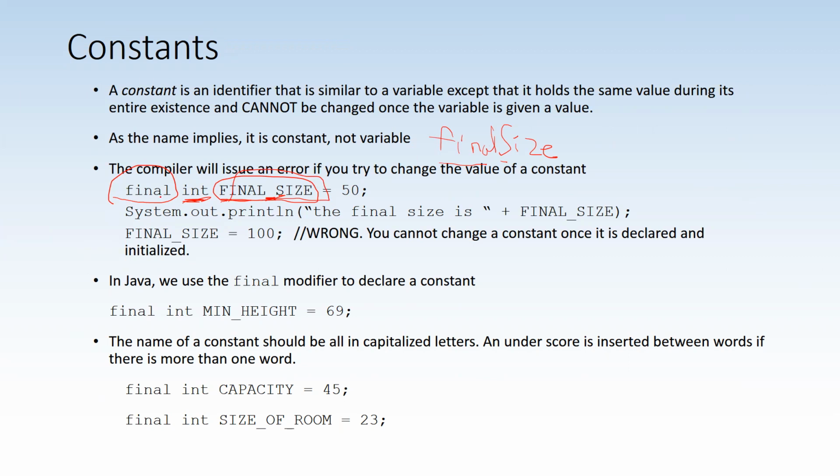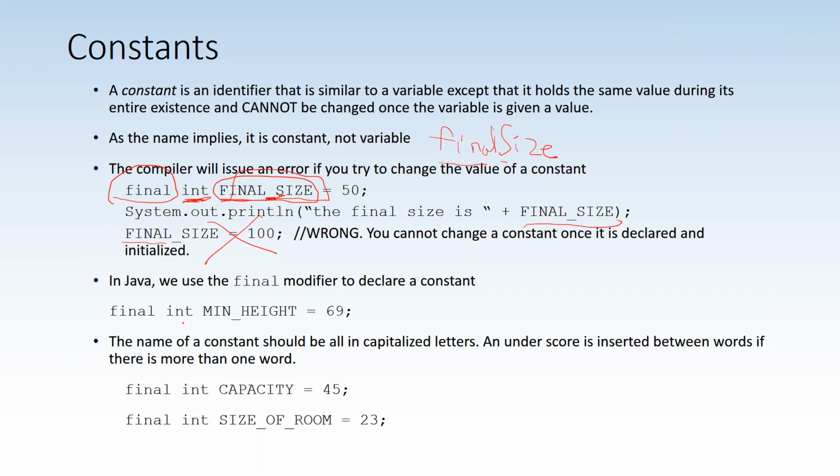So once you do this, you cannot change it, okay? So when you reference it, it's 50, right? And then if you try to change it to 100, not okay. Because once it's declared and initialized, you cannot change it. Any questions? This is, I would say, pretty easy to understand. Any questions about this?